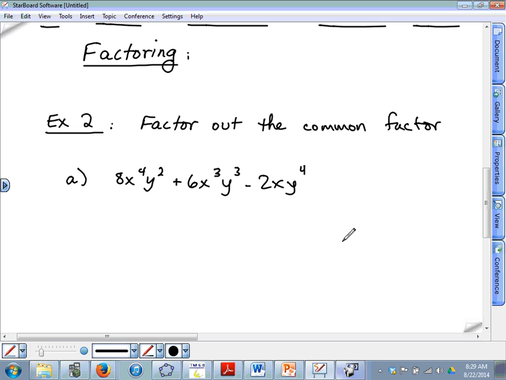Well, I guess I should specify. You want to factor out the greatest common factor. I need to be a little more specific. Factor out the greatest common factor, because there might be a few common factors, but only one can rise to the top. That's the greatest common factor. There can only be one victor.